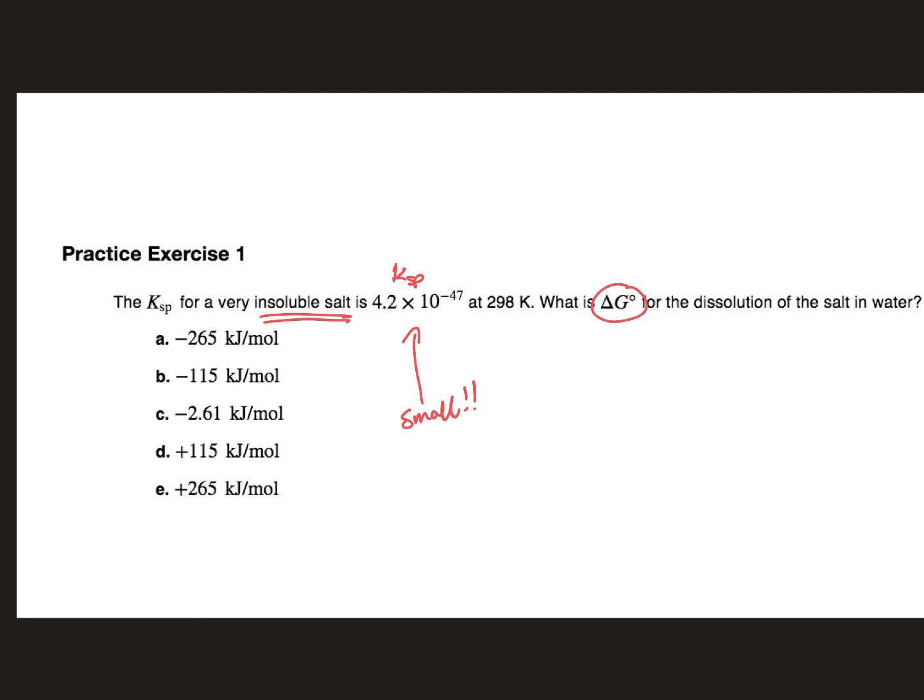And so I'm expecting, I don't know, should I ask you what you're expecting? I'm expecting delta G to be non-favorable because this small K really favors the reactants by a lot. So I'm expecting a non-favorable delta G value.